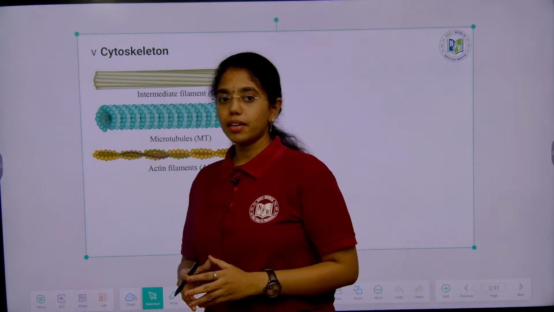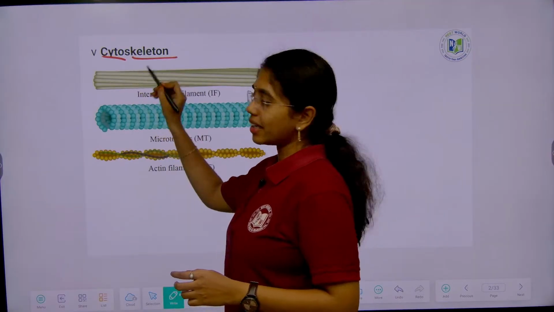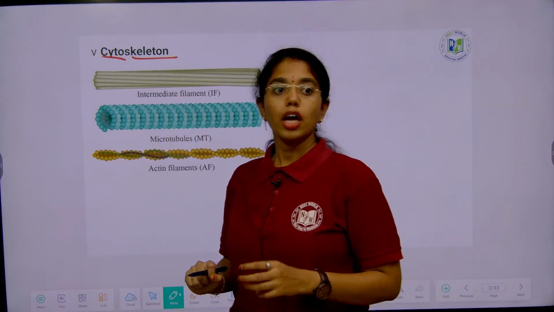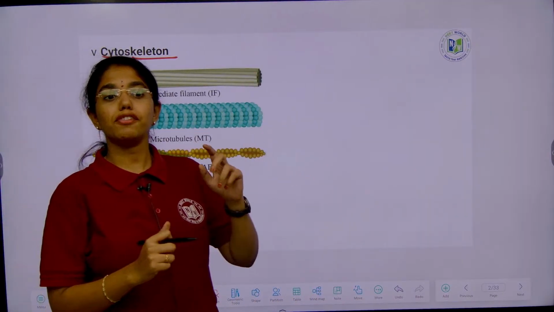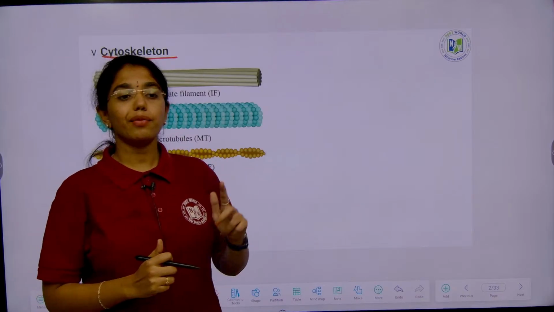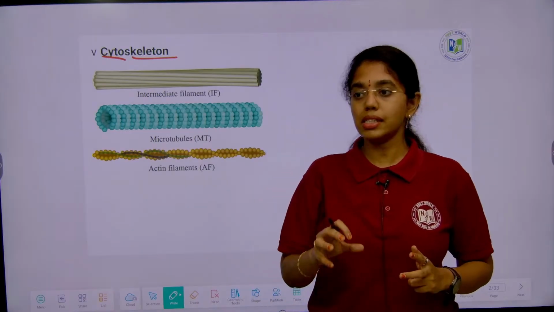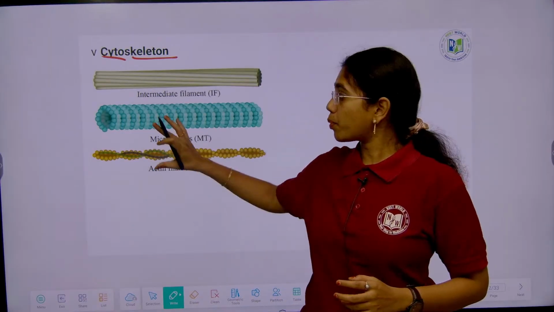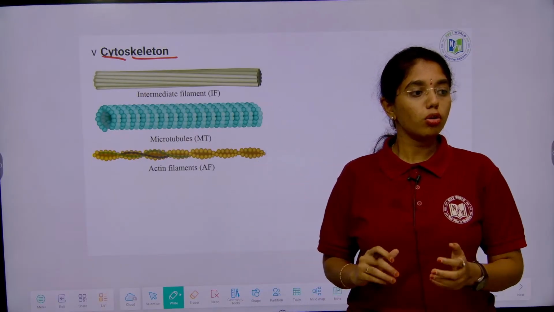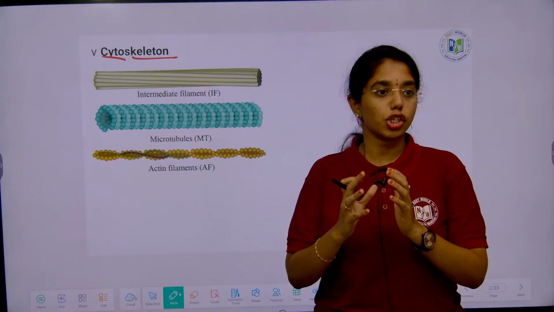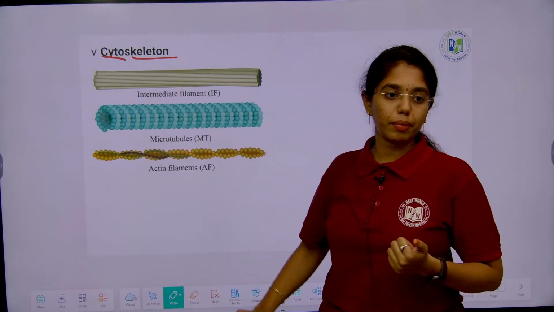So cytoskeleton, what does the name refer to? The name itself: cyto, cell; skeleton, the body of the cell. Those structures which help in making up the cell body, which give mechanical support to the cell and which help both in intracellular and intercellular transport in the cell. Those are proteinaceous structures. So what is cytoskeleton? Cytoskeleton includes some groups of proteinaceous filaments like microtubules, microfilaments and intermediary filaments.